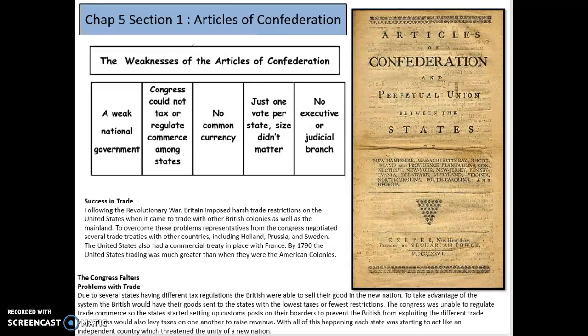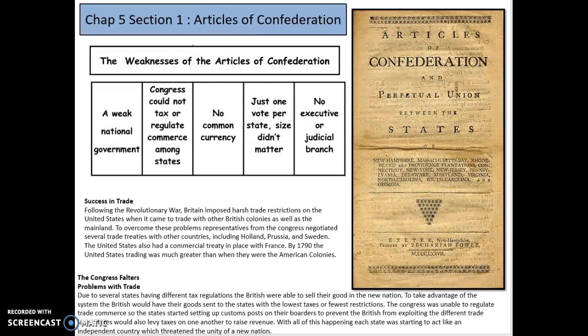Following the Revolutionary War, Britain imposed harsh trade restrictions on the United States when it came to trade with other British colonies as well as the mainland. To overcome these problems, representatives from the Congress negotiated several trade treaties with other countries, including Poland, Prussia, a place you've never heard of because it doesn't exist today, and Sweden. The United States also had a commercial treaty in place with France. And by the 1790s, United States trading was much greater than when they were American colonies. Now think about it. Great Britain had a strong imperialistic government, controlled most of the world, so restrictions on trade with Great Britain were huge.